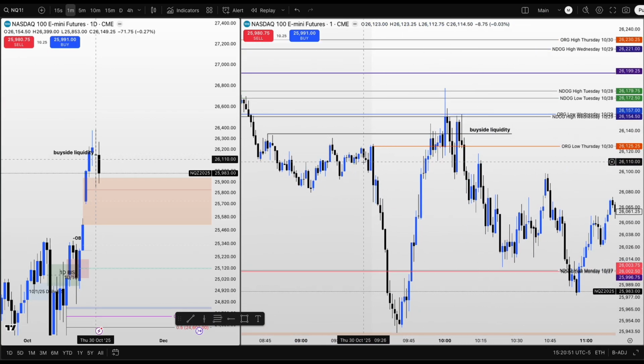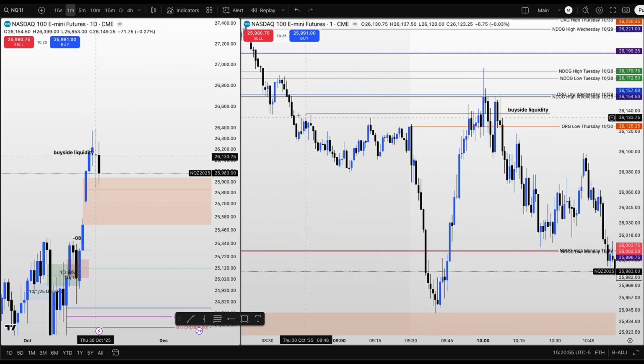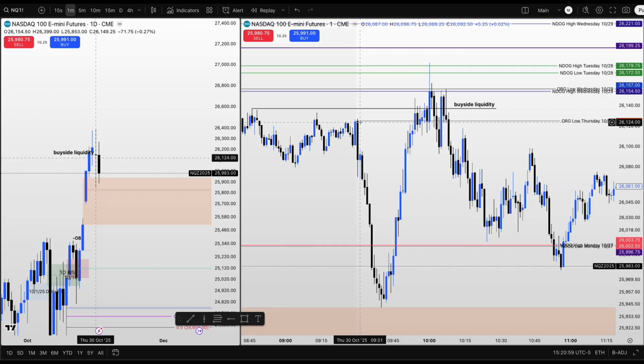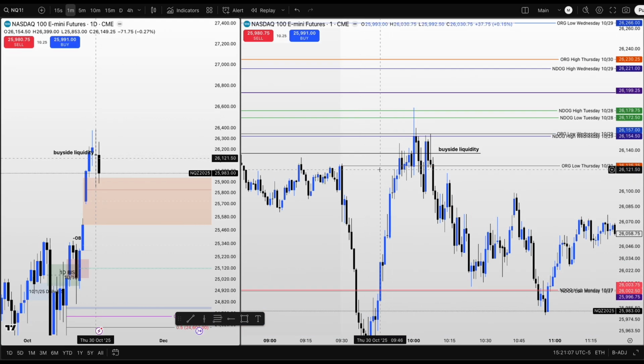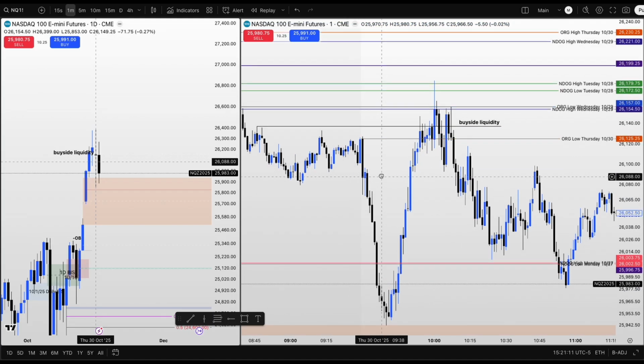All right. And I tuned into the market around 9:15. So this was the first thing that I marked. We hadn't even opened here. And as soon as we opened, we formed the opening range gap low, because we gapped down from the previous day settlement price. So I like to have that level marked as well.